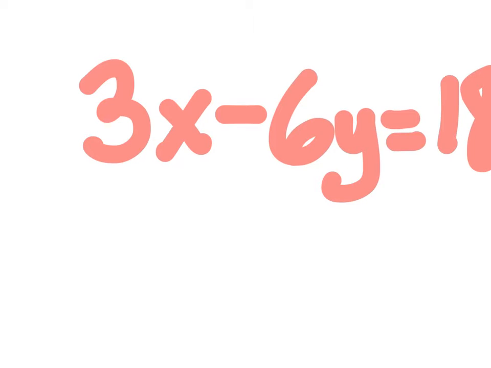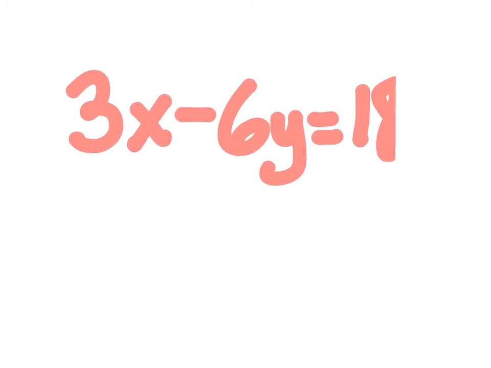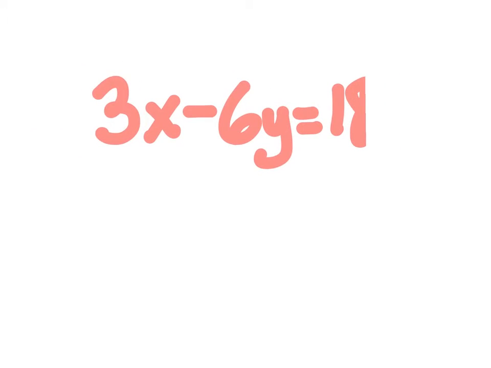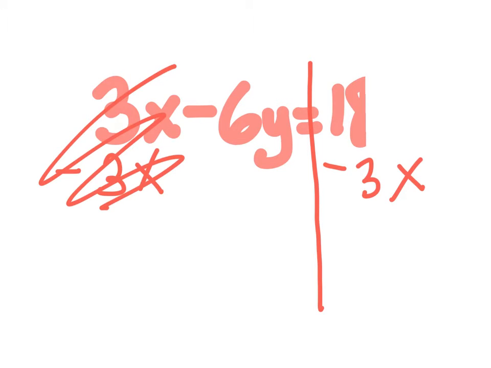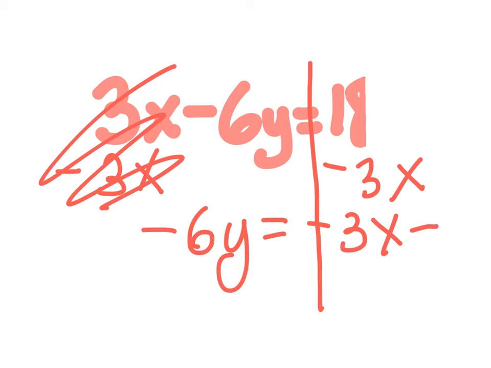Okay, so in order for me to solve for y, I'm going to take this equation and put a line in the middle, just like we do all the time. So let's take this and put a line right here. I want to move 3x to the other side. The opposite of 3x is negative, so I'm going to put negative 3x on the left and negative 3x on the right. This cancels out. So now what I have left over is negative 6y equals negative 3x plus 18.